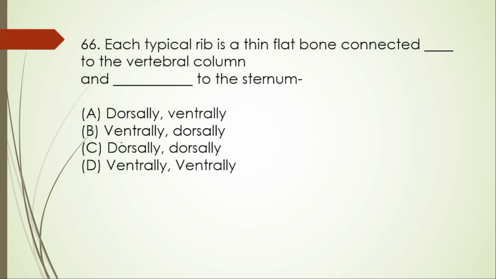Next, 66. Each typical rib is a thin flat bone connected dorsally to a vertebral column and ventrally to the sternum. So the right option is the first one.